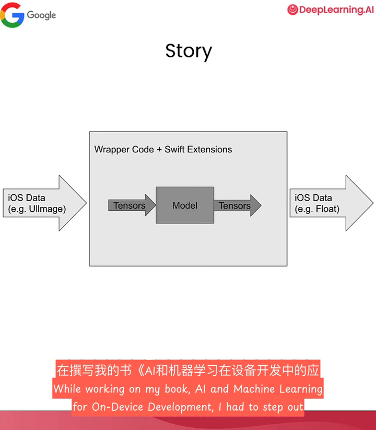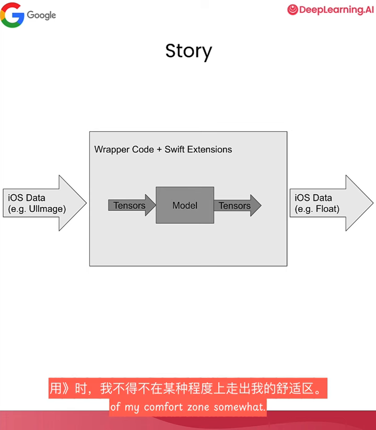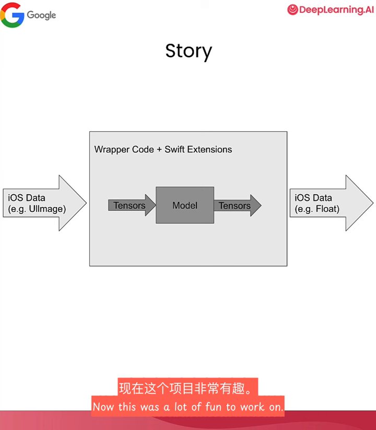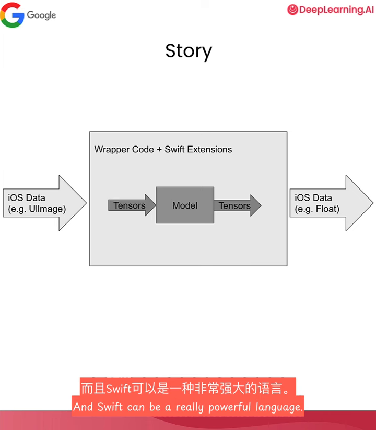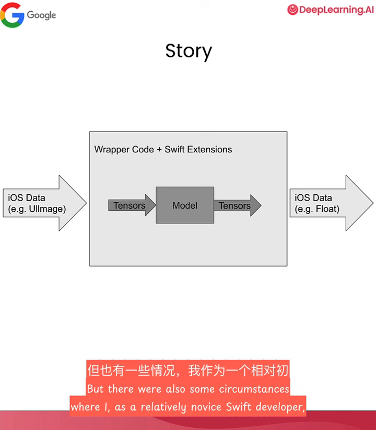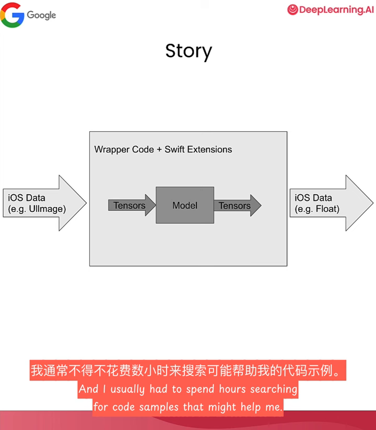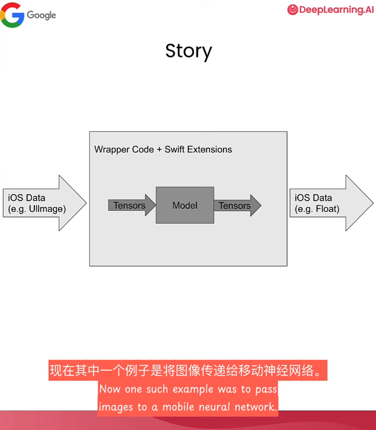While working on my book, AI and Machine Learning for On-Device Development, I had to step out of my comfort zone somewhat and write code in Swift for iOS devices. Now, this was a lot of fun to work on, and Swift can be a really powerful language, but there were also some circumstances where I, as a relatively novice Swift developer, encountered difficulties. And I usually had to spend hours searching for code samples that might help me. Now, one such example was to pass images to a mobile neural network.